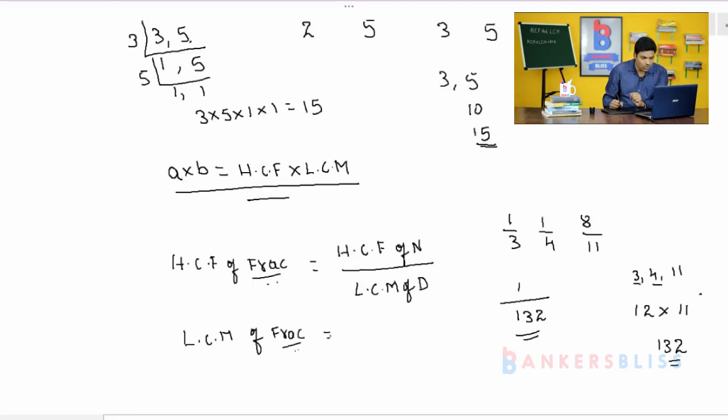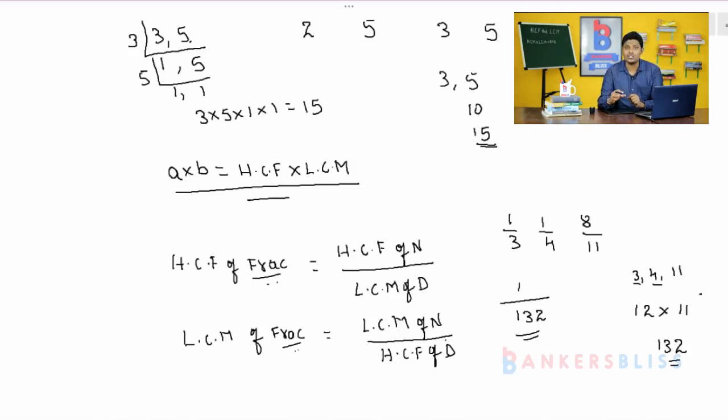If you want to calculate the LCM of fractions, it is equal to the LCM of numerators divided by the HCF of denominators. The reverse manner. While calculating the HCF, we calculated the HCF of numerators and the LCM of denominators. But while calculating the LCM of fractions, we calculate the LCM of numerators and the HCF of denominators.